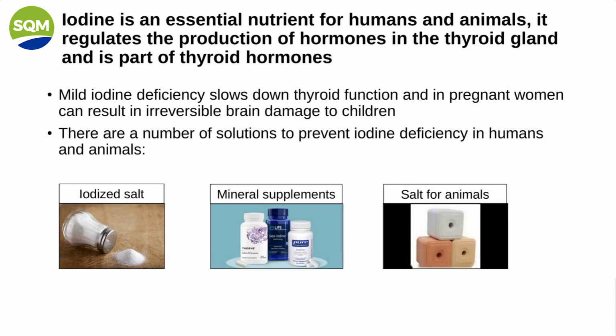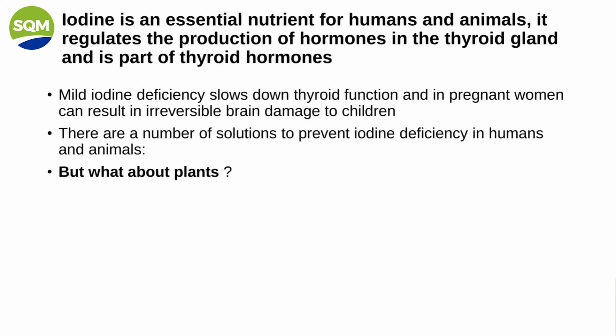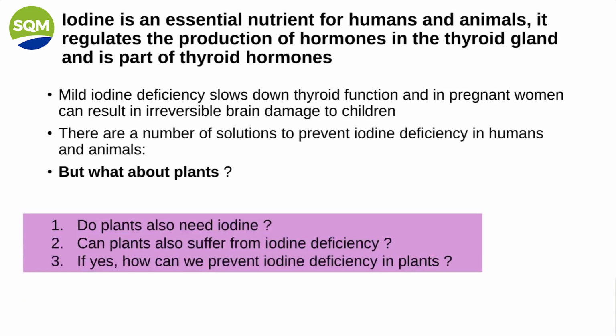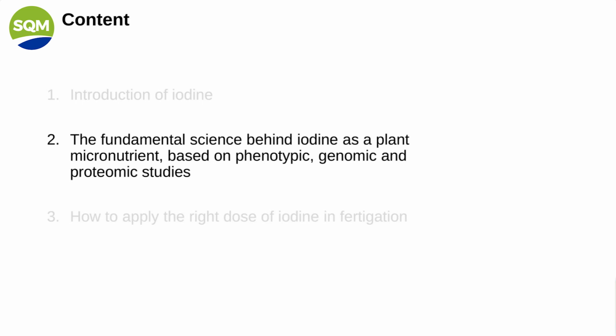Iodine deficiency in humans is widespread, and this is why there are a number of solutions to prevent iodine deficiencies in humans and animals, such as fortification of salt, where table salt is fortified by adding iodine to it, mineral supplements, and iodine is also given to farm animals in salt lick blocks. But what about plants? We ask ourselves three questions. Do plants also need iodine? Can plants also suffer from iodine deficiency? And if yes, how can we prevent iodine deficiency in plants? So this brings me to the fundamental science.